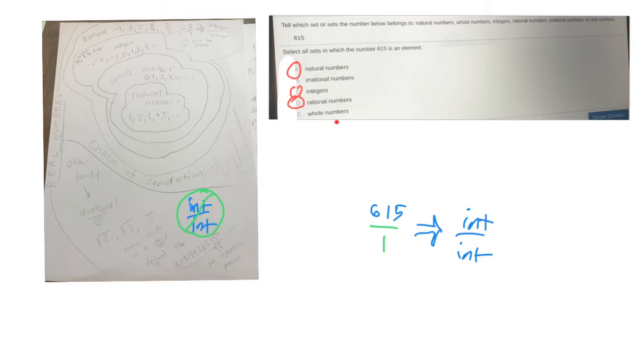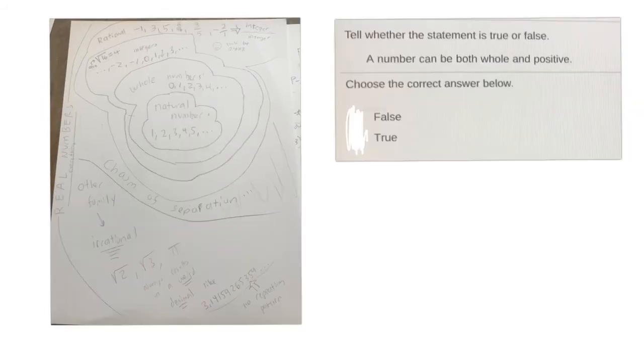Now the next question is, is it a whole number? Well, whole numbers are all the counting numbers, but also 0 is in the list. Now, we had already discussed that the counting numbers would include 615, so these whole numbers would, of course, include 615 as well. So it is a whole number. Hopefully that makes sense. Moving on.